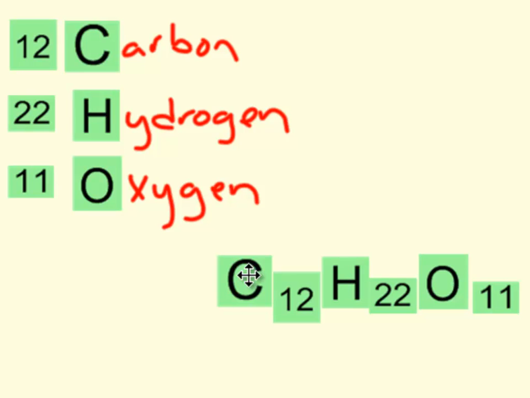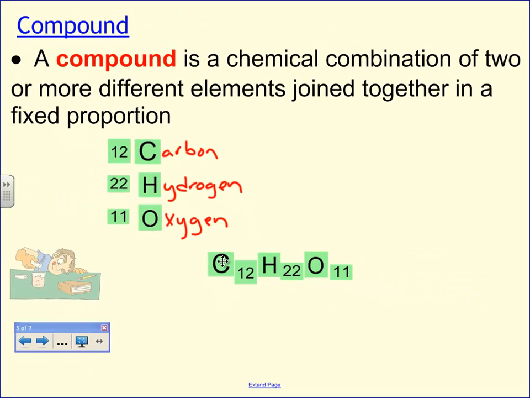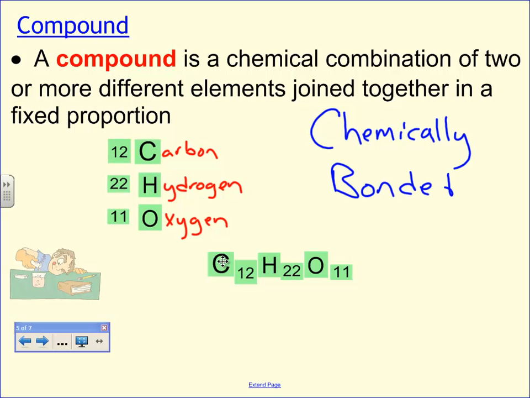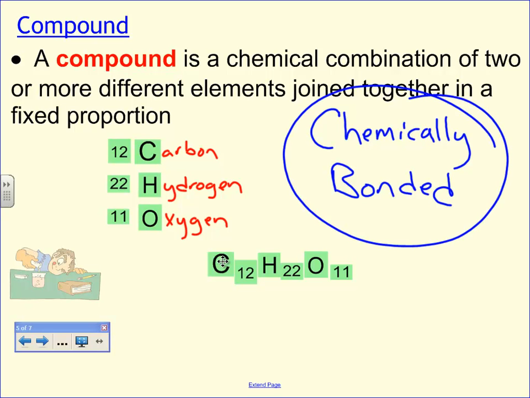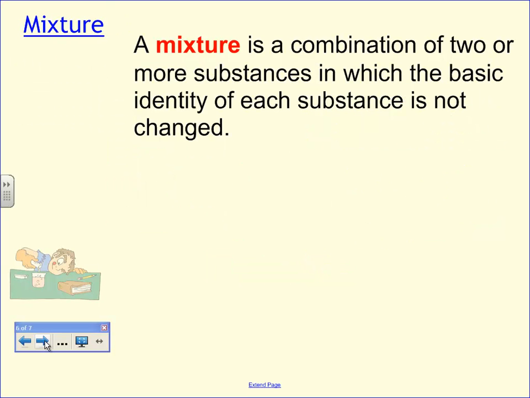We'll see a little bit later on when we get to formulas, we can put parentheses and stuff to show if there's more, like two of multiple things. And the important thing about compounds for us is that compounds are chemically bonded together. This is different than the physical combination that we're going to talk about in a little bit. They are chemically bonded. That means you have to do a chemical reaction to separate them.